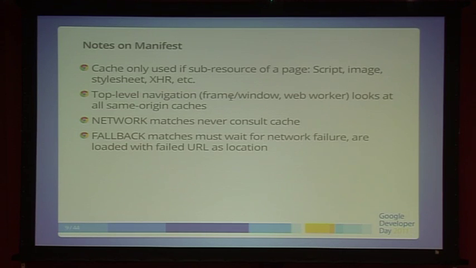So basically, the cache works on origin policy. And when you have a network match, it doesn't consult the cache. Fallback matches must wait until the network fails before it goes to the disk cache and checks it and uses the version there.